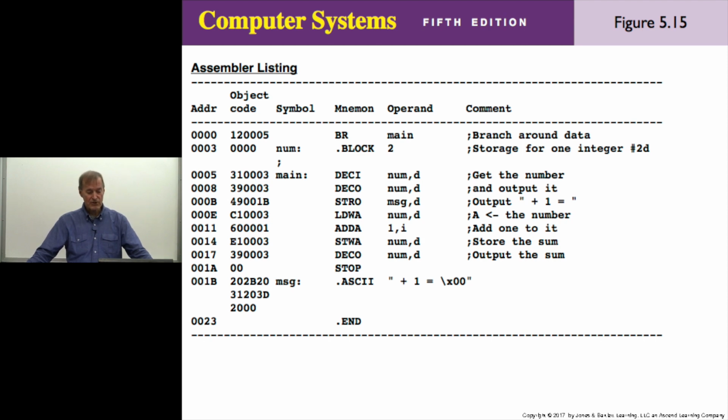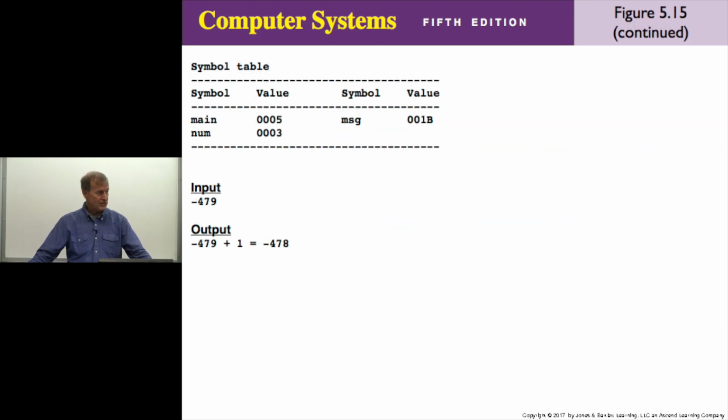Okay, so here, let's review this figure 5.15. What is the value of main? Yes, it's 0005. That's because the code that was generated by main was 310003. That 31 starts at address 0005. So here, if we go down to the symbol table, main has the value of 0005.